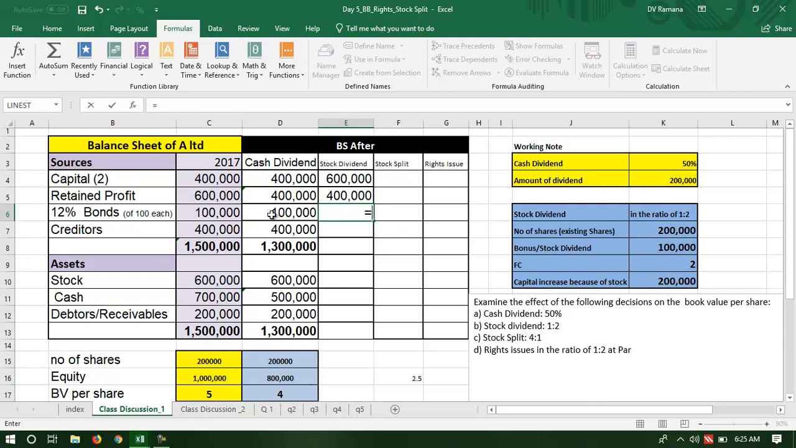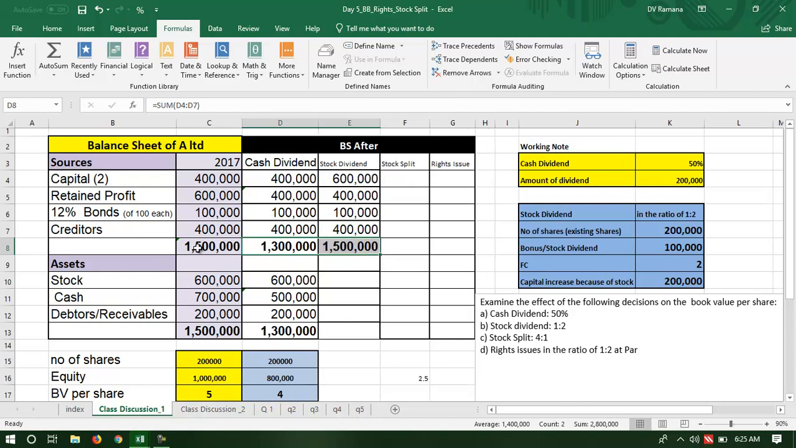No change in the bonds, no change in the creditor. Observe, the total is same as the base case. The amount of the total of the sources is same, because in this case we just converted the profits into capital. There is no change in the inventory. There is no change in the cash because we have not paid cash. And of course there is no change in the receivable. And the total of these sources will be equal to the assets.